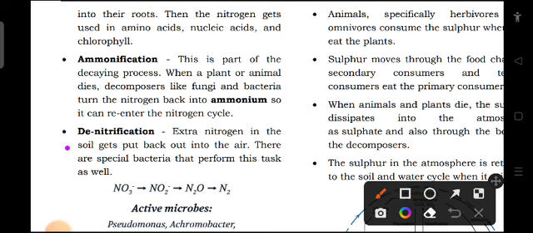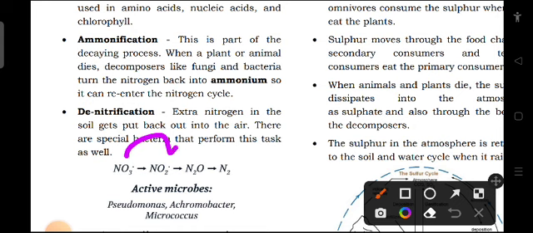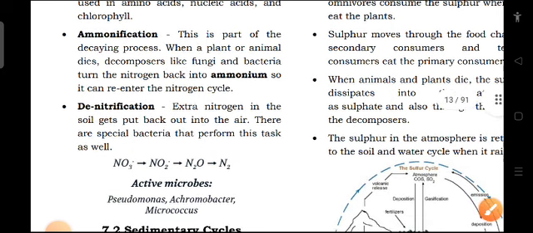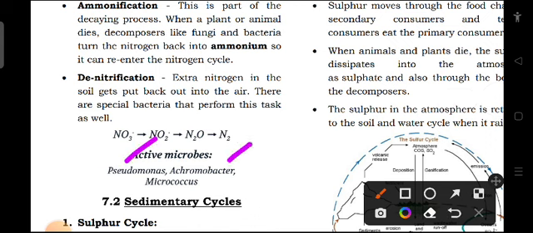Then the next process is denitrification. Extra nitrogen in the soil gets put back into the air. There are special bacteria that perform this task as well. Who are they? So here nitrate is being converted into nitrite, then finally into nitrogen. The active microbes are Pseudomonas, Achromobacter and Micrococcus. These are the bacteria.